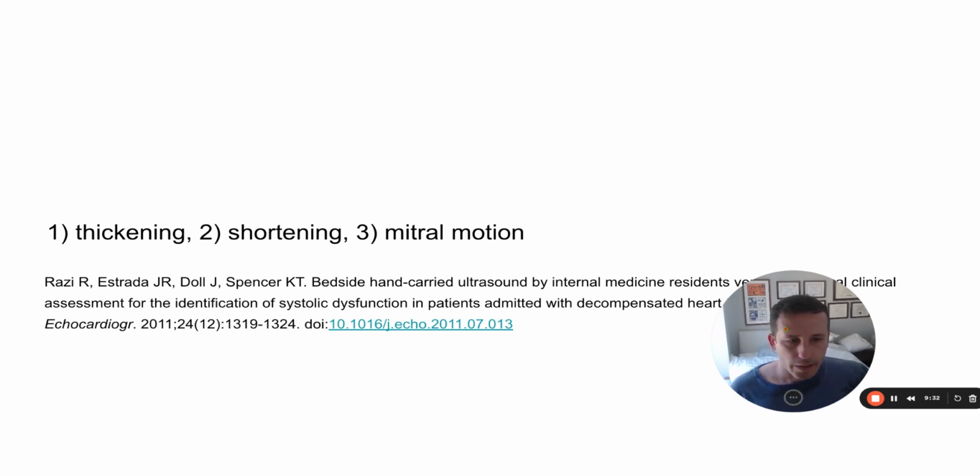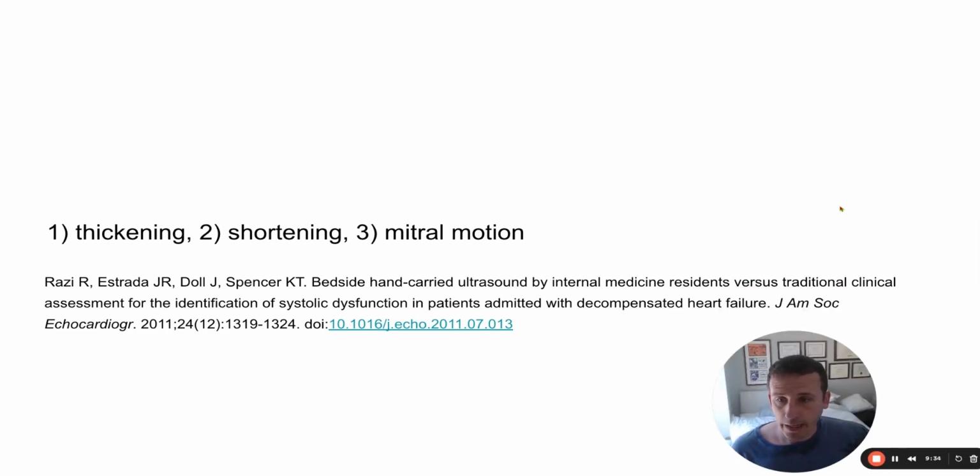And then the other method that we can use is just assessing the thickening and shortening, right? And then taking a look at that mitral motion. As the LV squeezes, we should also see that mitral valve travel towards the apex a little bit.